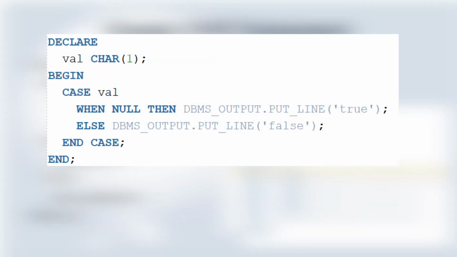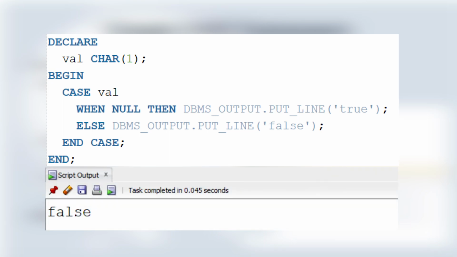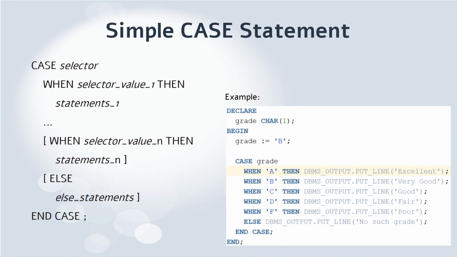As you can see on the screen, val is a variable declared without any initial value. As no value is assigned to it, by default null will be assigned to this variable. And inside the case statement you can see the when null. And here is the output. You can see the output is false, which indicates the null expression inside the when clause has not been matched. That's why the statement inside the else clause executed. Instead of using a simple case statement for null, you should use a searched case statement. I will explain this in the practical overview section.